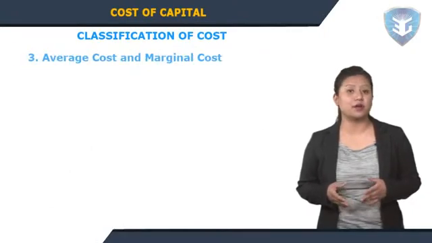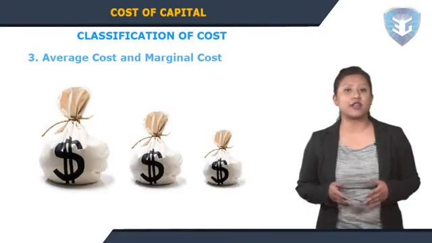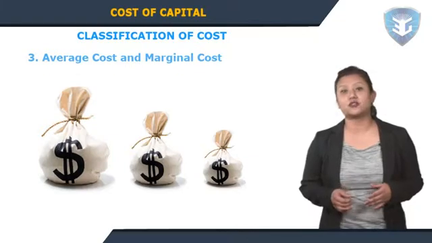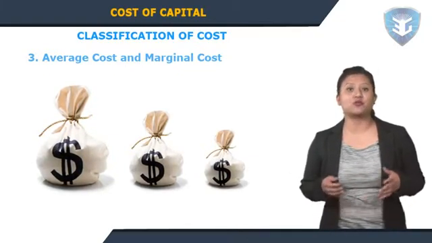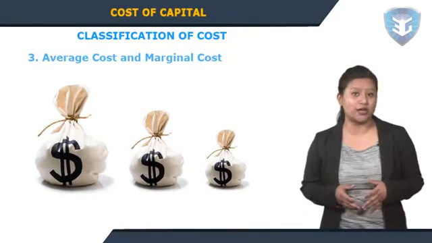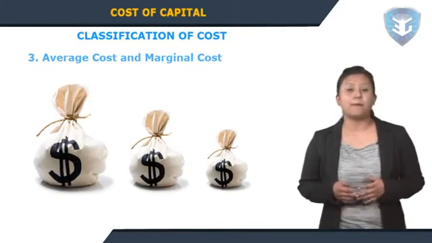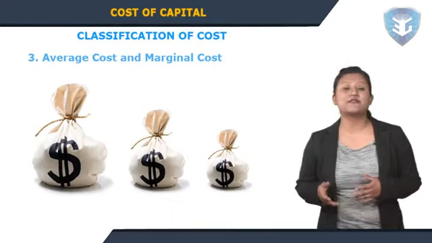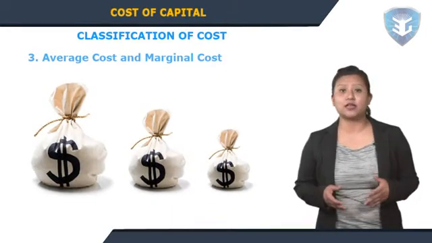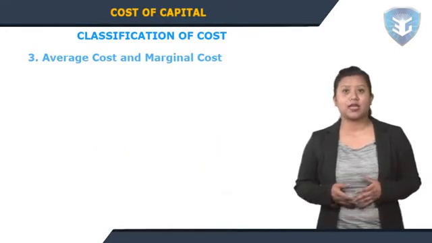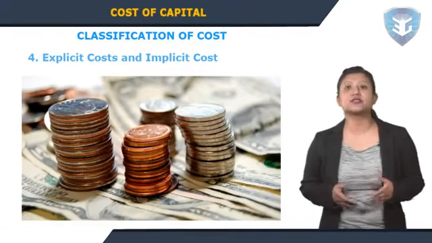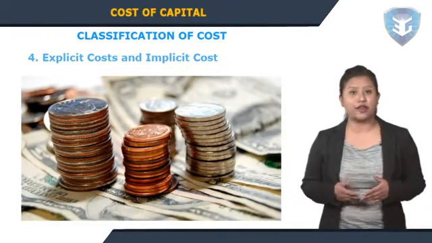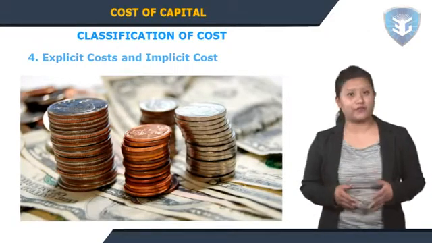Average cost and marginal cost. Average cost of capital refers to the weighted average cost of capital calculated on the basis of the cost of each source of capital, and weights are assigned according to the ratio of their share to total capital funds. Marginal cost of capital may be defined as the cost of obtaining another rupee of new capital. Explicit cost and implicit cost. Explicit cost refers to the discount rate which equates the present value of cash outflows with the value of investment.